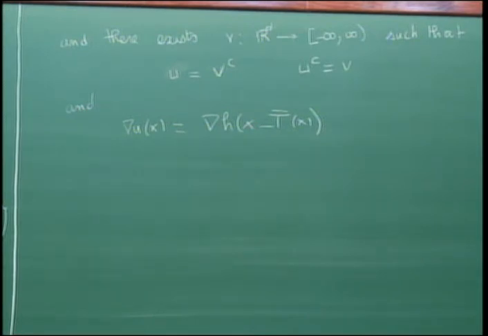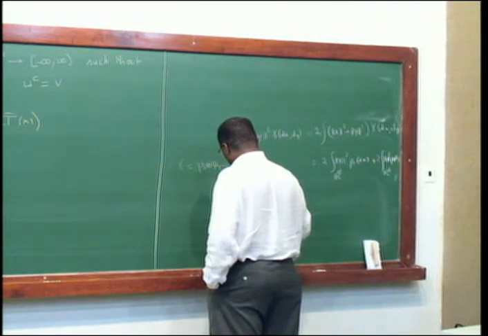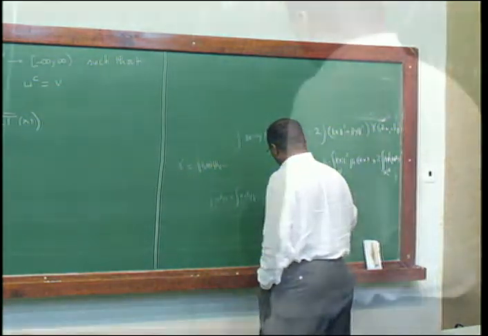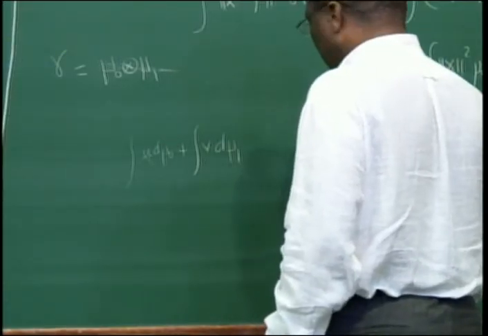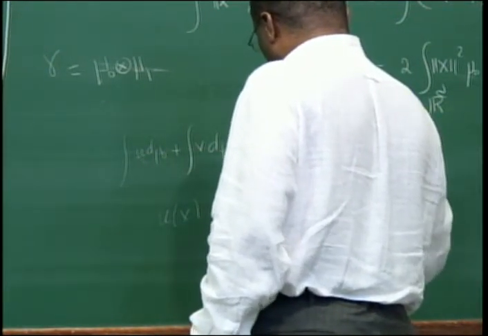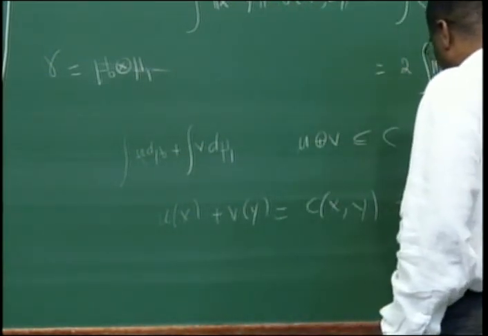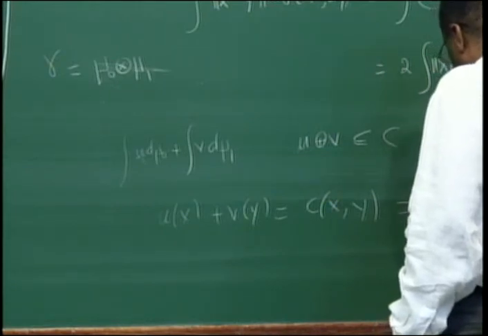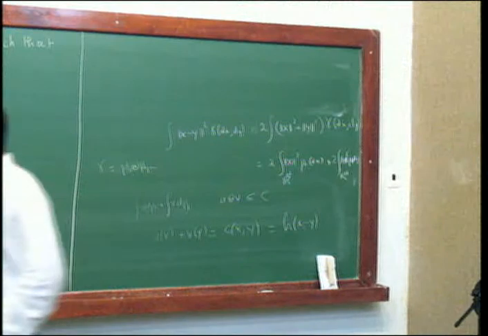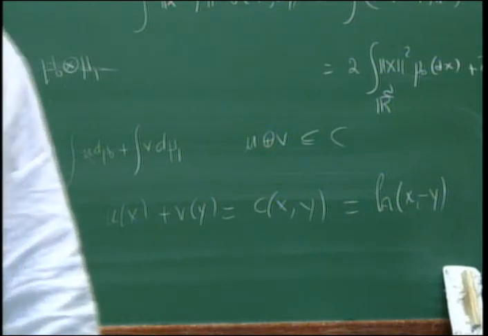Okay, so let me recall briefly how this was established. We look at the integral of u d mu naught plus the integral of v d mu 1 under the condition u plus v is less than c. And on the support of the optimal gamma, we necessarily have u of x plus v of y equal to c of x, y.